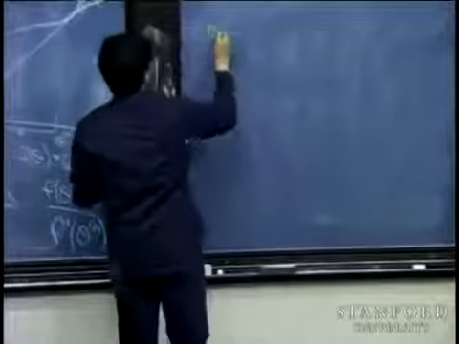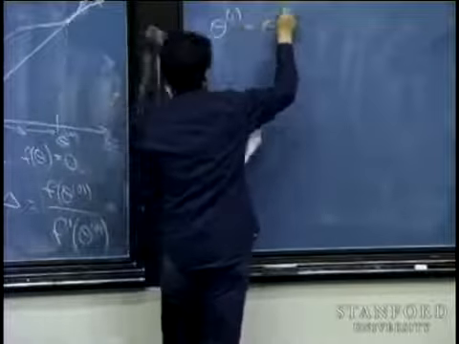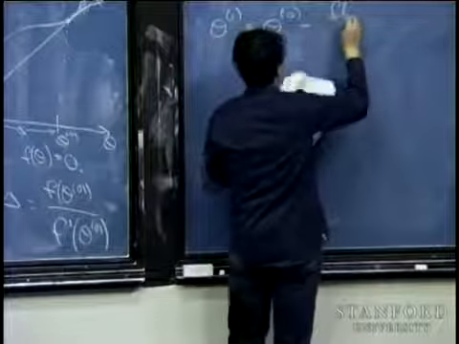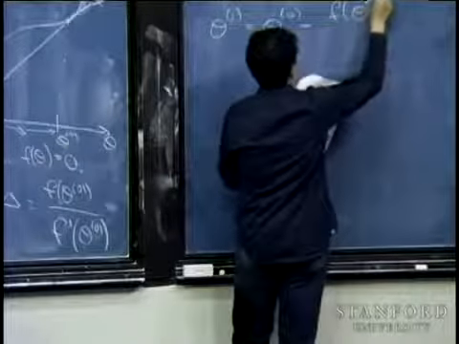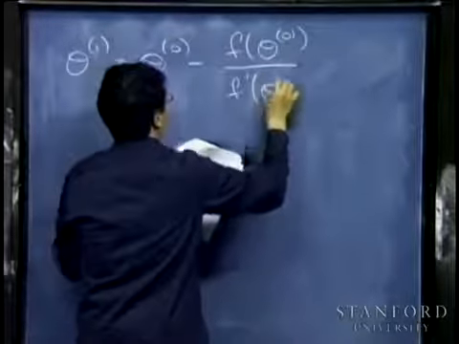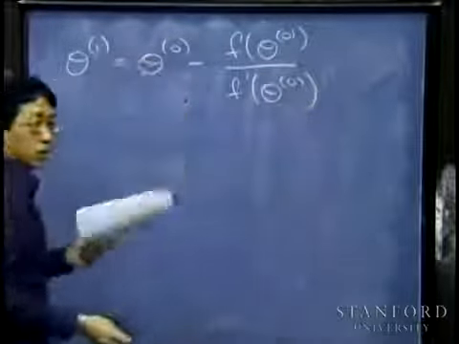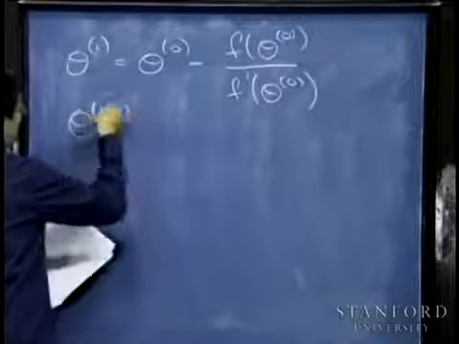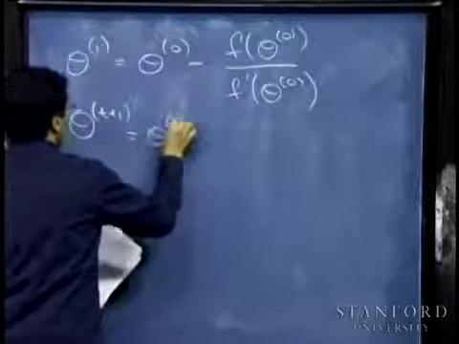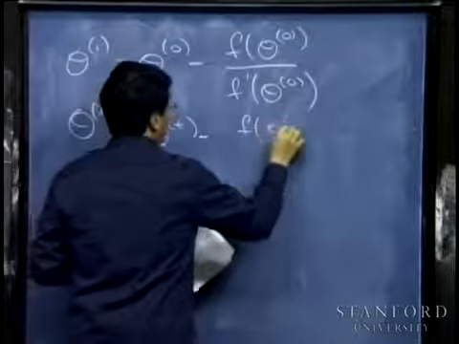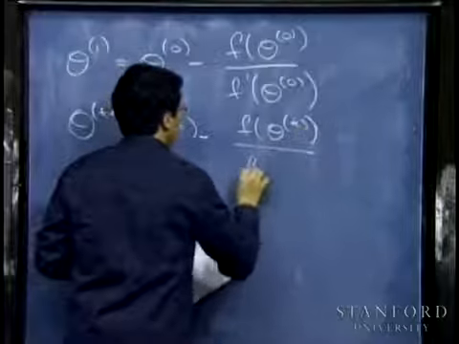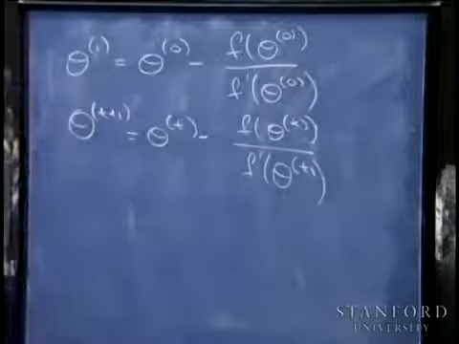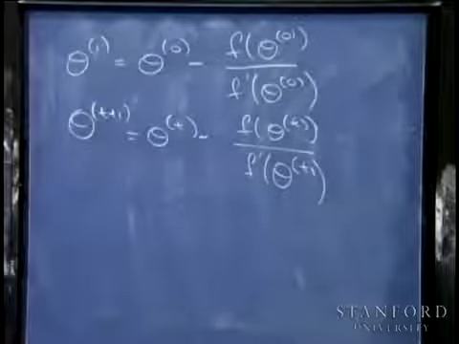And so theta 1 is therefore theta 0 minus delta, minus the capital delta, which is therefore just theta 0 minus f of theta 0 over f prime of theta 0. Right? And more generally, one iteration of Newton's method proceeds as theta t plus 1 equals theta t minus f of theta t divided by f prime of theta t. Okay? So that's one iteration of Newton's method. Does that make sense?